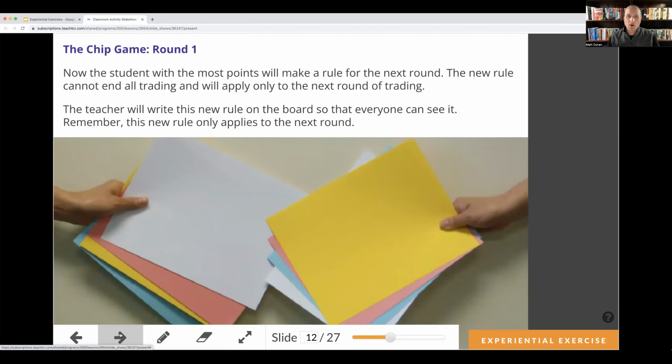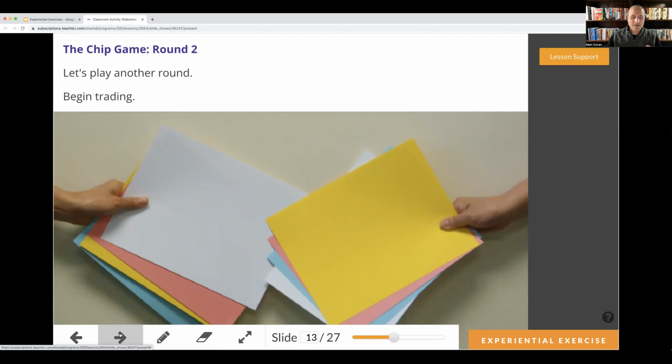Now the student with the most points gets to make a rule for the next round. The new rule cannot end all trading and will apply only to the next round. So obviously that student, if they're savvy, is going to understand, okay, I'm going to make a rule that favors me. They can change the point values. So they may want to change the point values because they had a lot of pink cards, and so now pink cards are going to be worth 1,000 points. And that's going to make sure that they probably stay in power during this round 2 trading.